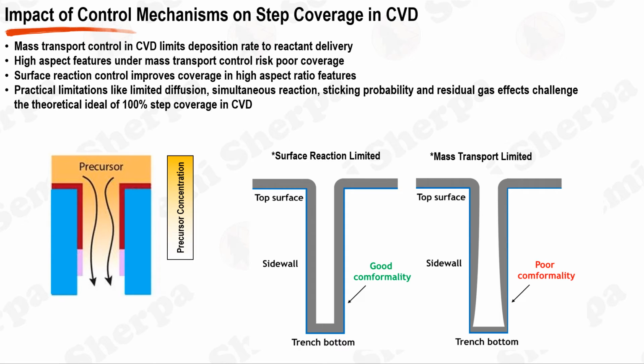Similarly, some reactant molecules may prematurely react upon collision with the sidewalls of the feature before they can diffuse to the bottom, thereby contributing to non-ideal step coverage. In addition, the sticking probability, or the likelihood that a molecule will adsorb onto the surface and participate in a reaction, is not uniform across the entire surface. Areas with higher sticking probabilities may have thicker deposition compared to others, which leads to non-uniform coverage. Lastly, the effects of residual gases present in the chamber can also interfere with reactant diffusion and reaction, affecting step coverage.